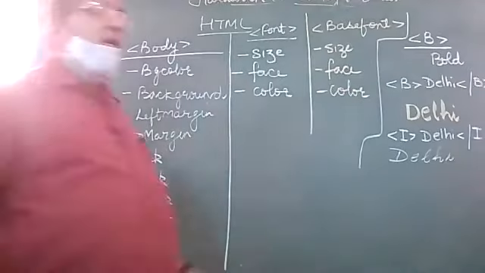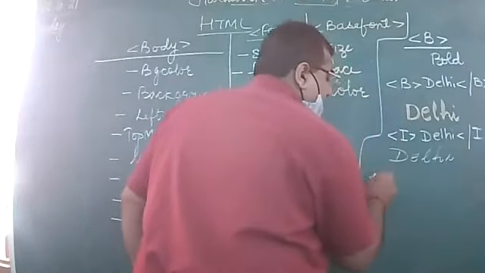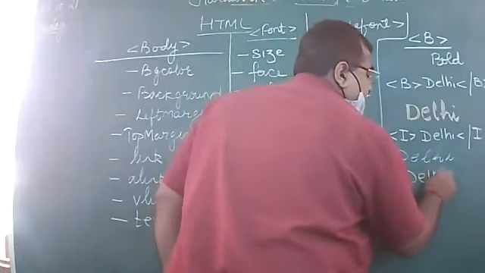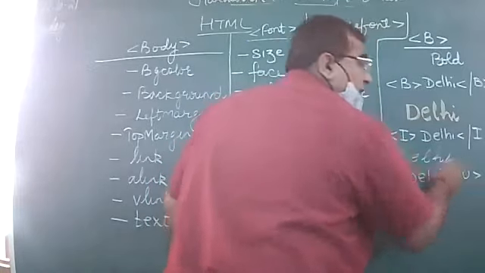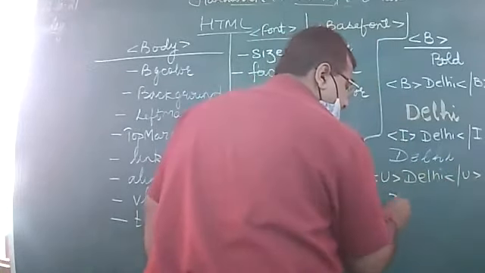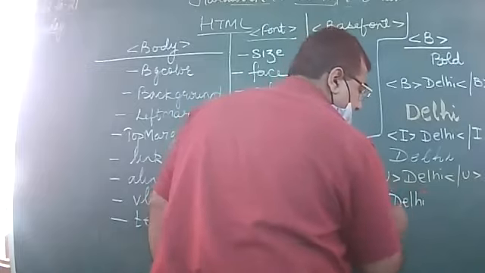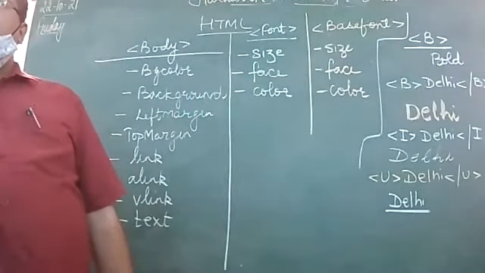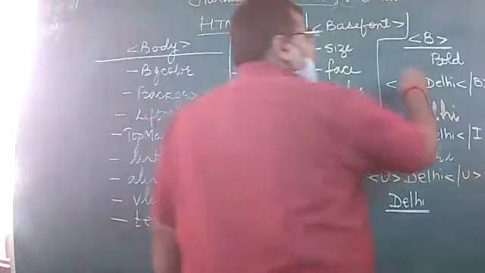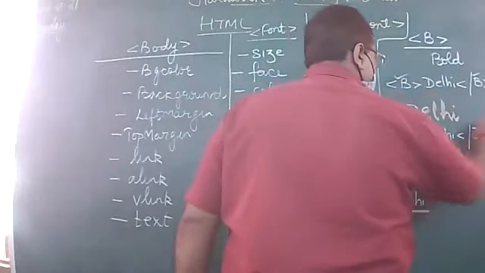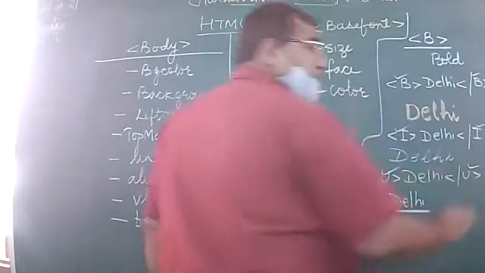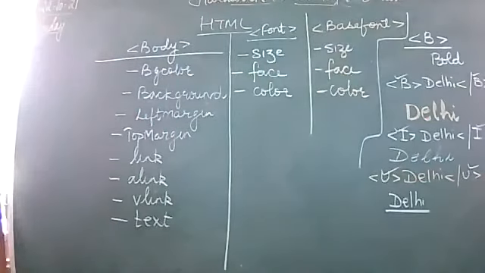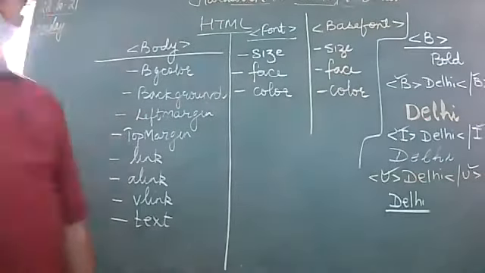Right? Then is the U tag. Underline. Whatever you write inside the U tag will get underlined. And all these three are container tags. Right?